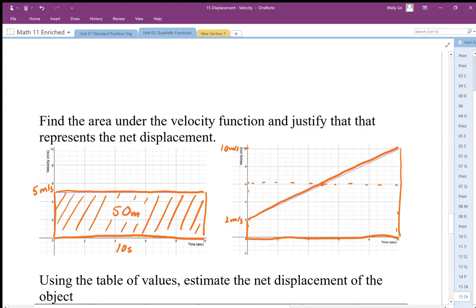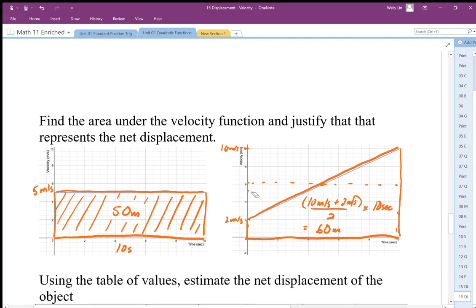So the area of the trapezoid is going to be 10 meters per second plus 2 meters per second, okay, divided by 2. And then we're going to multiply that by 10 seconds. Okay, and when we do that, we end up with a displacement of 60 meters. So what I've done is I've found the area underneath this trapezoid, and I'm going to claim that area is 60 meters of displacement based on this increasing velocity situation.